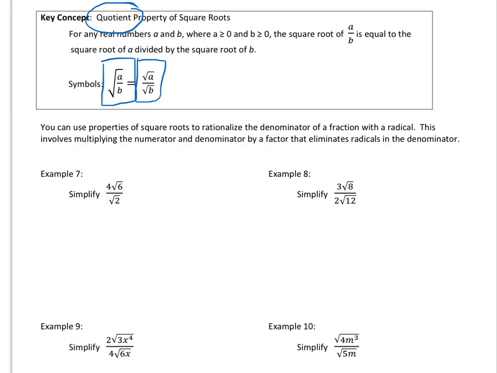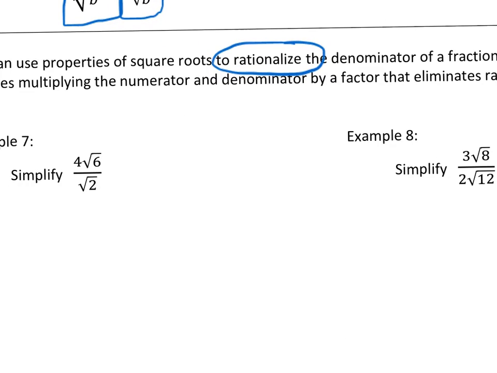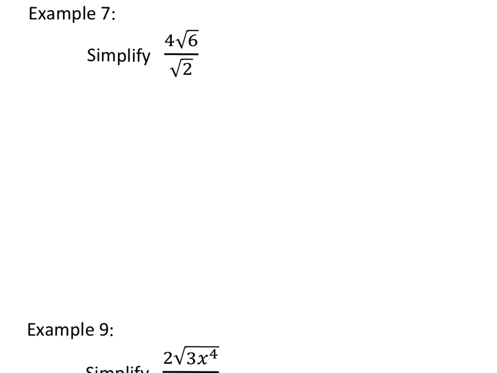Now, we stated earlier that you cannot have a root in the denominator. And when that happens, you must rationalize it. And we're going to see what that looks like. So first of all, we'll start with this example.